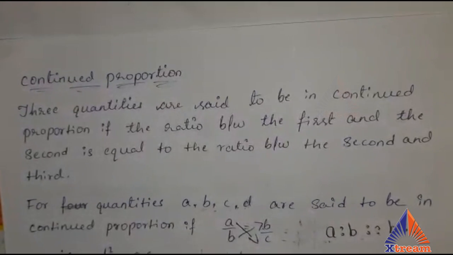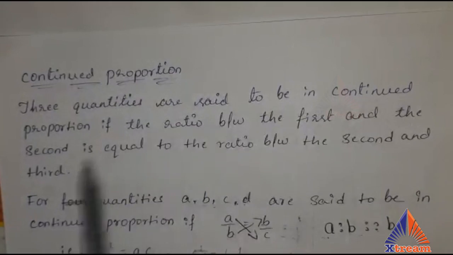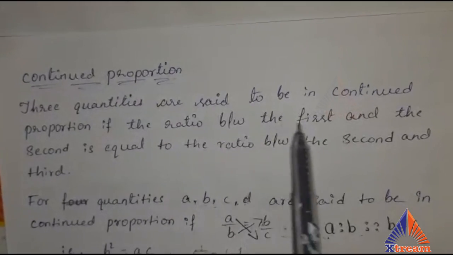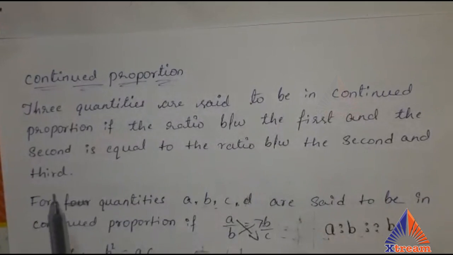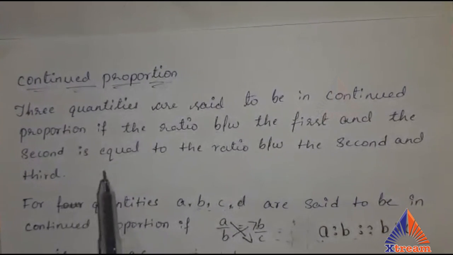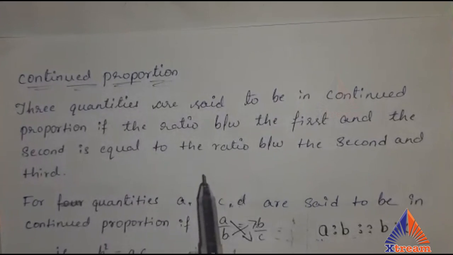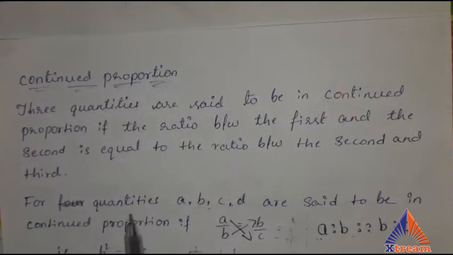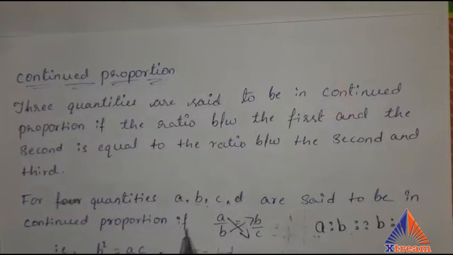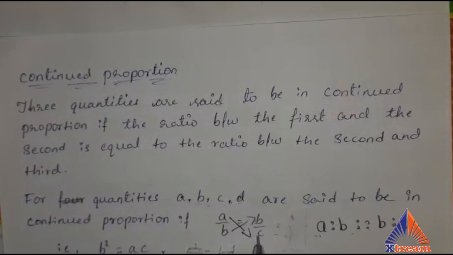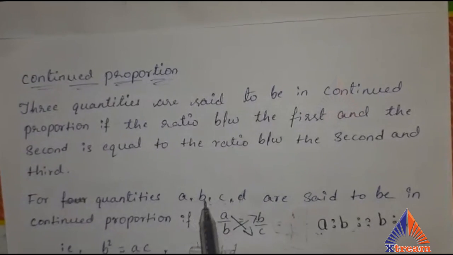Now let's talk about continued proportion. Three quantities are said to be in continued proportion if the ratio between the first and the second is equal to the ratio between the second and third. So by seeing this, you can know that there are three quantities in continued proportion. For example, three quantities A, B, C are said to be in continued proportion if A by B is equal to B by C. So here, they have doubled the middle term.